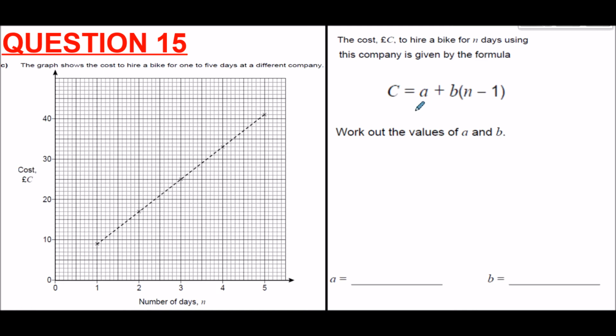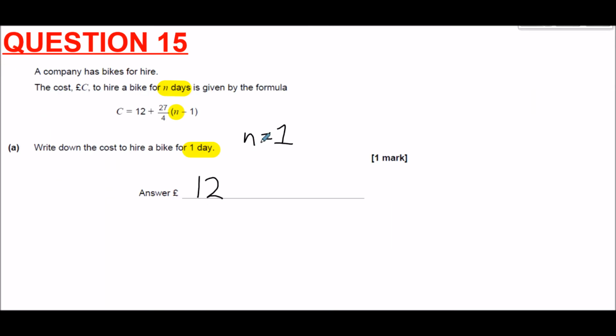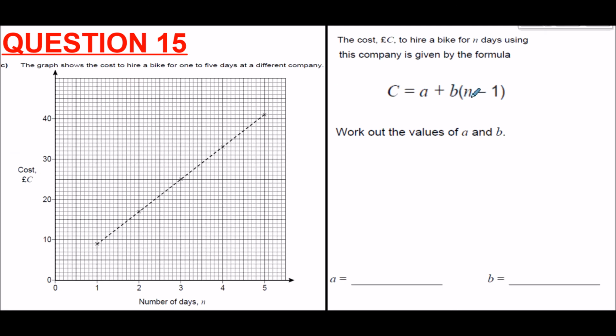Now, if we go back to part A of the question, just reminding ourselves when n was 1. When we had 1 day, the cost was just the number on its own. So we can use the same idea here. If n is 1, all this disappears because it's n minus 1. And the same holds true for part C. If n is 1, 1 take away 1 is 0. So b multiplied by what's in the brackets, which is 0, is just nothing. So what I'm trying to say is when n is 1, the cost will be A.